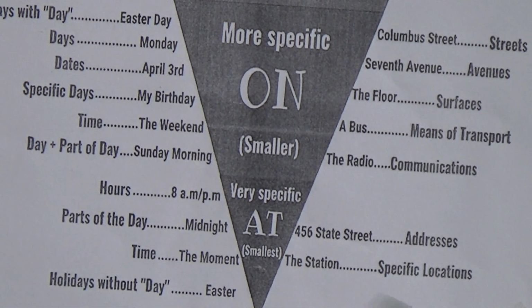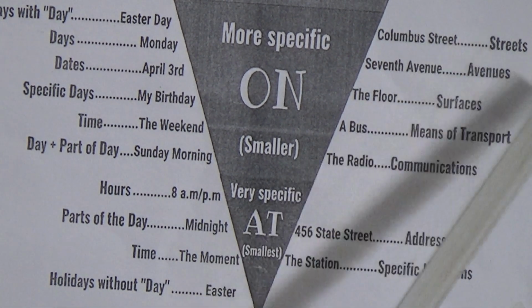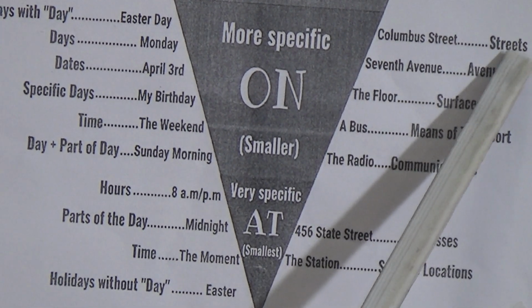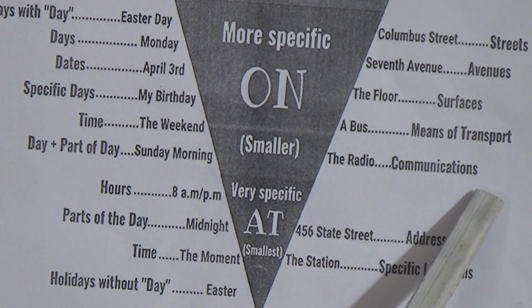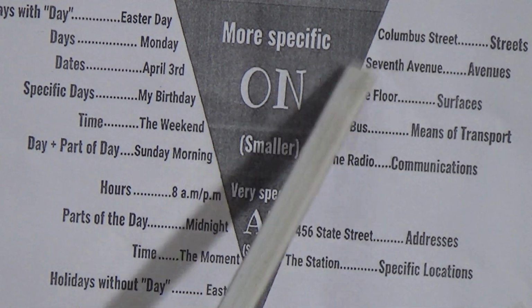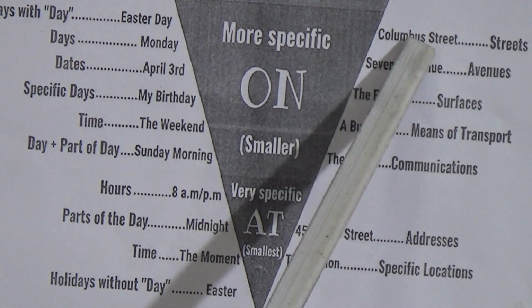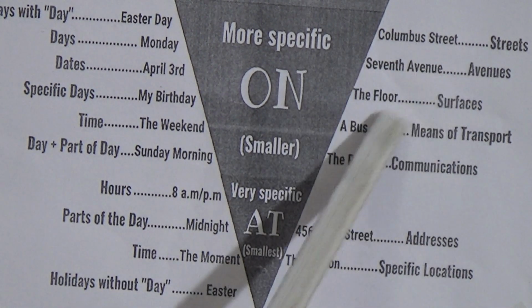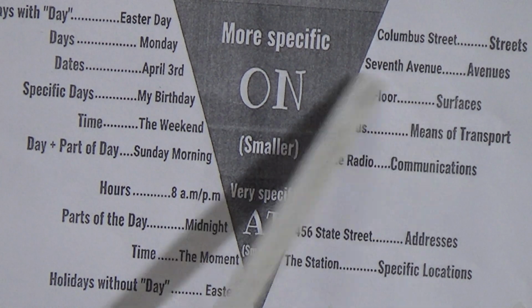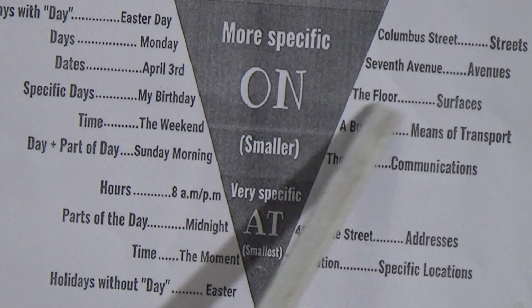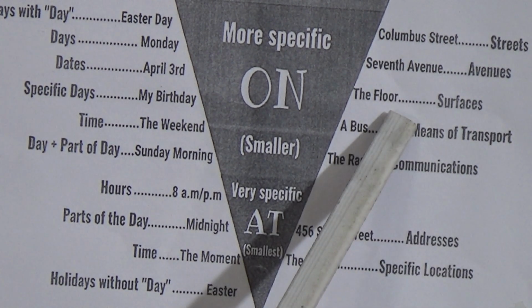Now we will go to the place. When do we use on? Now look, if there is a name of streets, avenues or surfaces or means of transport or communications, we will use on. Now look, Columbus Street is the name of a street, so we will use on Columbus Street. Now avenues, on 7th Avenue or the South Avenue, we will use on. Then if there is any surface, on the floor, we will use on, or on the table.